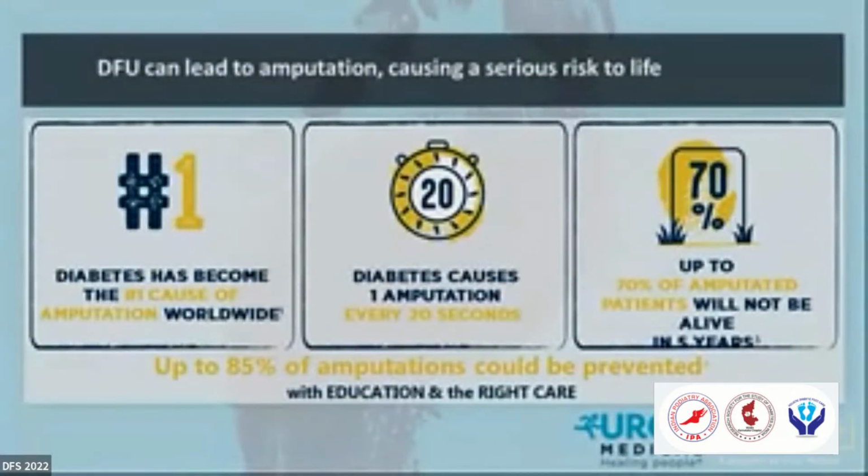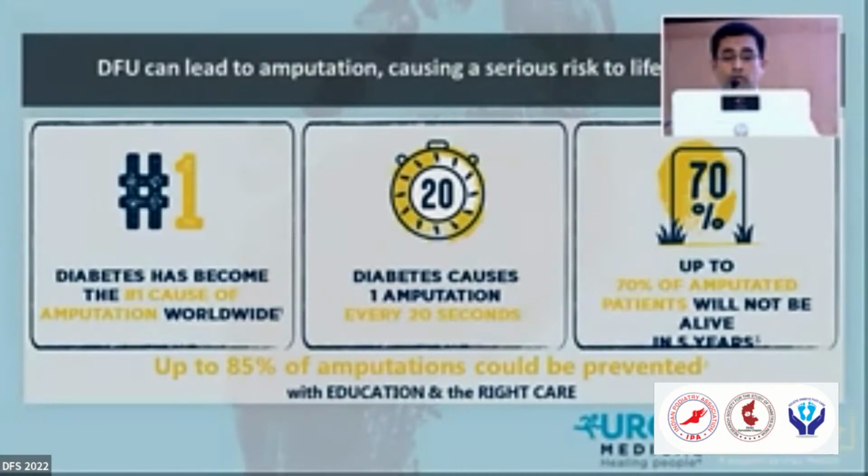Now, DFU represents a high burden for patients, HCPs, and society. Almost 1 in 4 people with diabetes will potentially develop a foot ulcer. We all know this. A foot ulcer left open for more than 30 days is 4 times more likely to get infected. Diabetes has become the number one cause of amputation worldwide. Diabetes causes 1 amputation every 20 seconds.